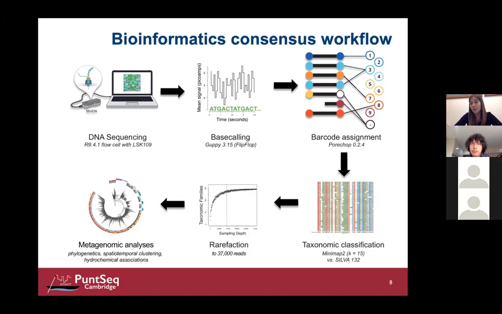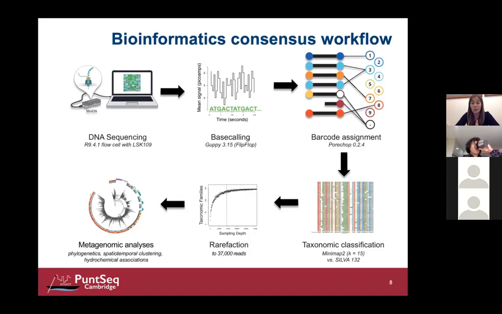We then used Porechop to do the demultiplexing, meaning we would assign each read to its respective barcode and would know where this read was coming from in our sample. And we also used Porechop to remove all additional adapters that were still attached to our reads, so that in the end we had our pure 16S rRNA reads.